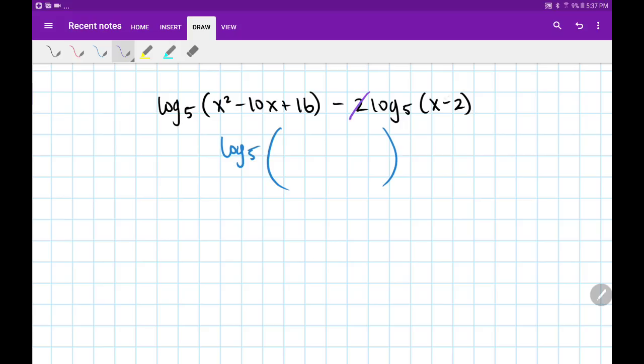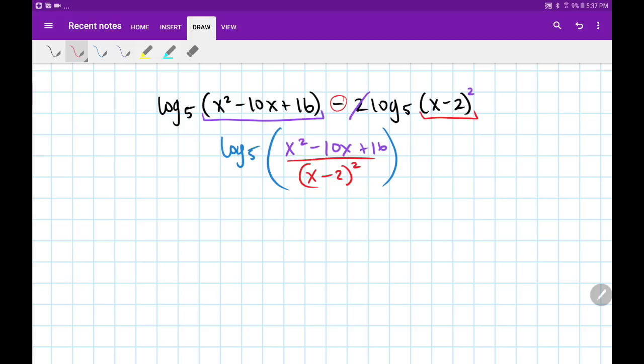So this 2 is actually for x minus 2 whole squared. And now I know that I can put this up in the numerator because it's positive in front. And I'm going to go ahead and put x minus 2 whole squared in my denominator because it's a minus sign in front of it.